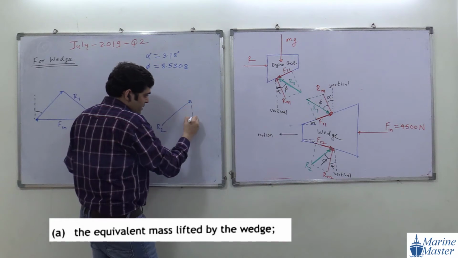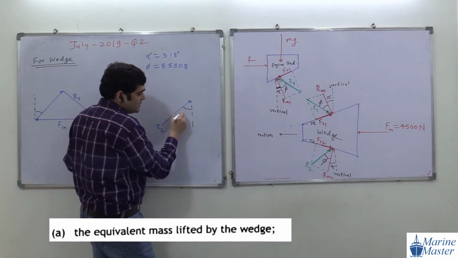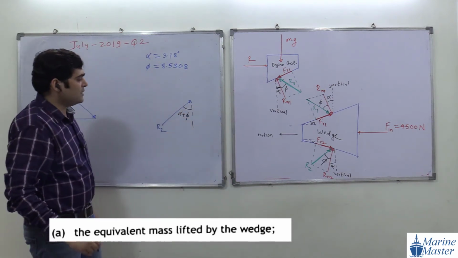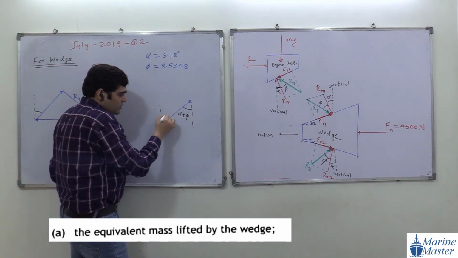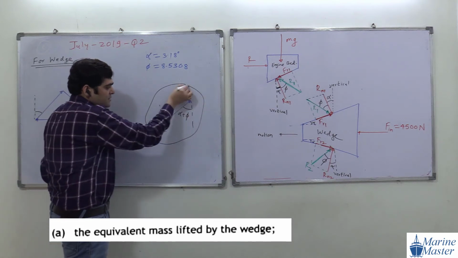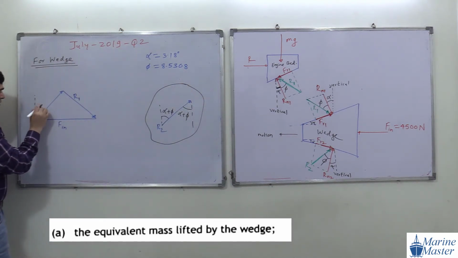So this is a vertical. The angle of R2 with respect to vertical is alpha plus phi. If this angle is here, the same angle will be here also, alpha plus phi. This is for our reference. So the same alpha plus phi we can denote here.